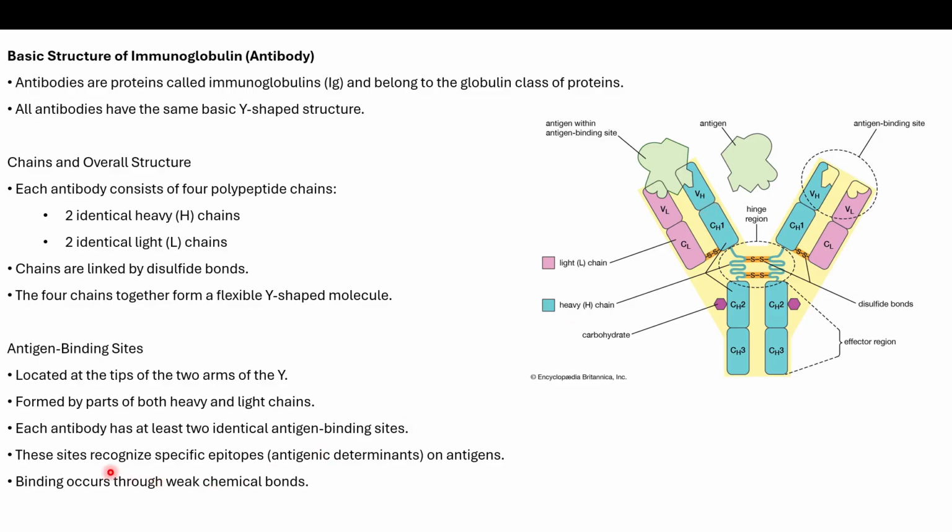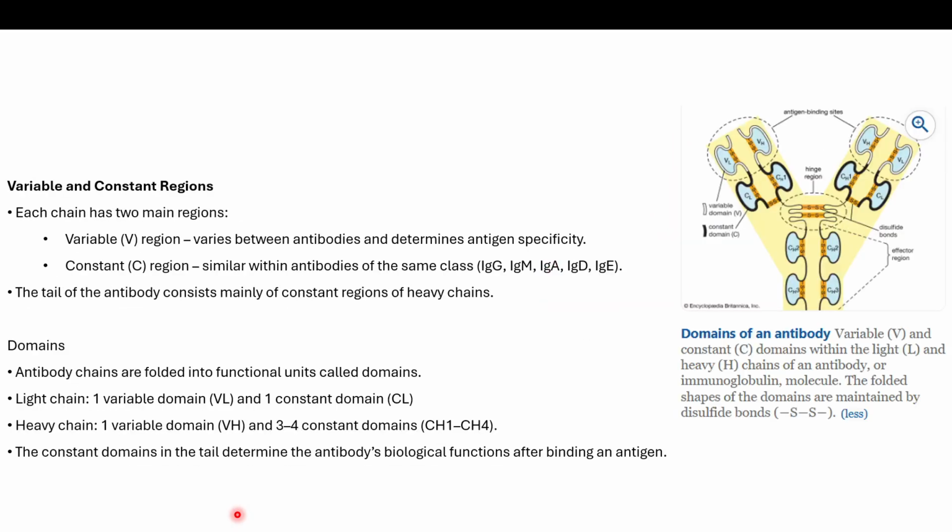The portion of the antigen that gets recognized by the antibodies is called an epitope. So epitopes are the portions of the antigen which get recognized by the antibody, and this recognition occurs through weak chemical bonds. Now, when we talk about the variable and constant regions, again this is the same Y shape, and there are variable and constant regions.